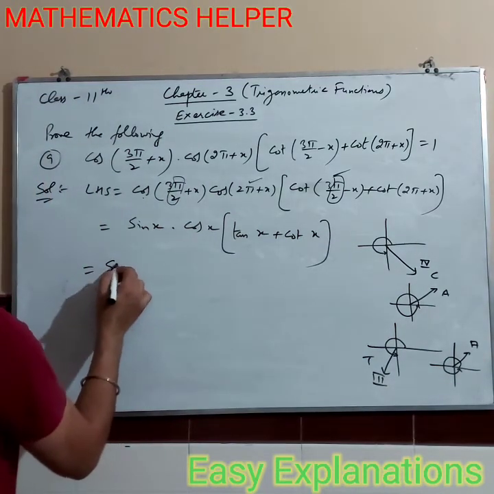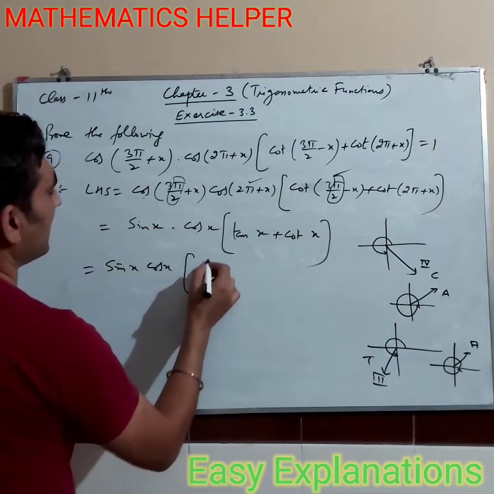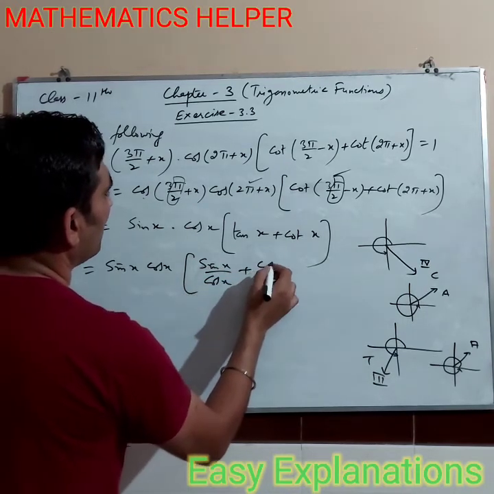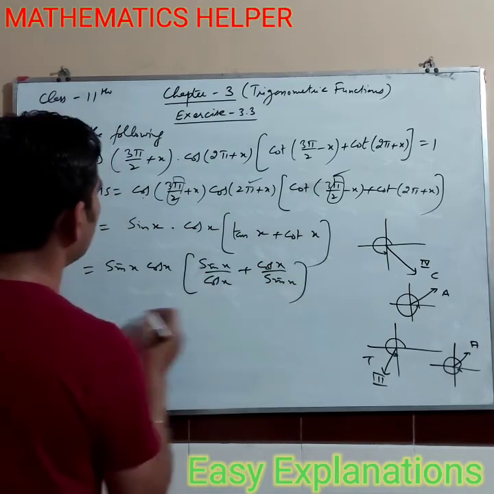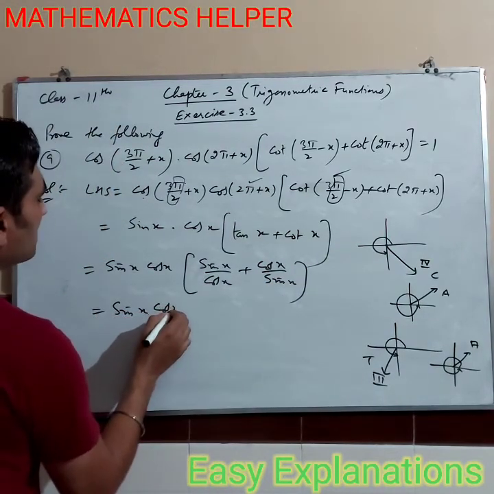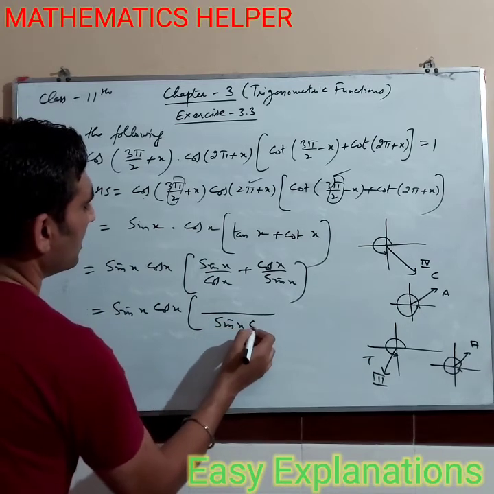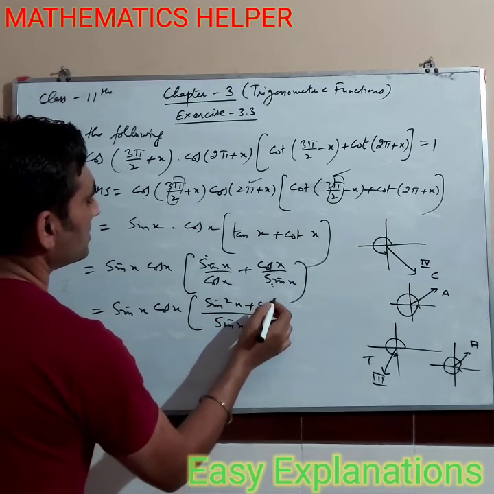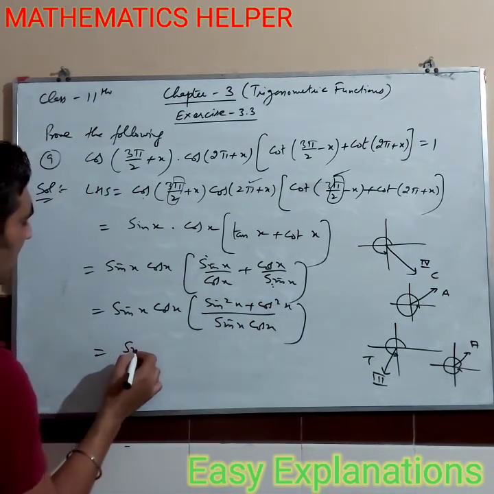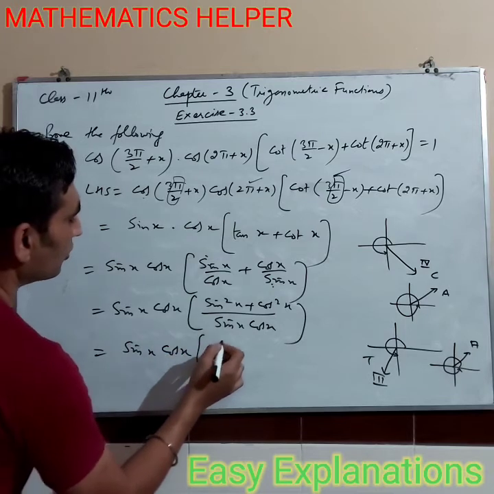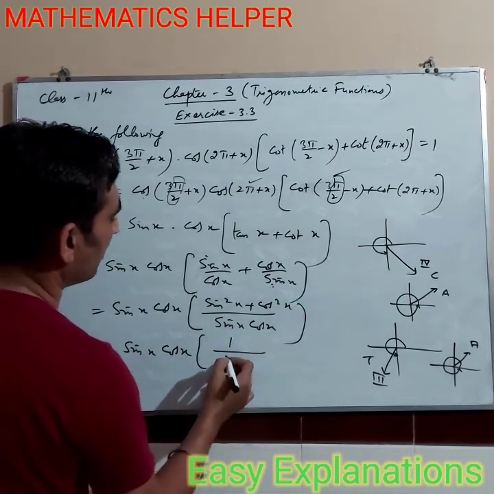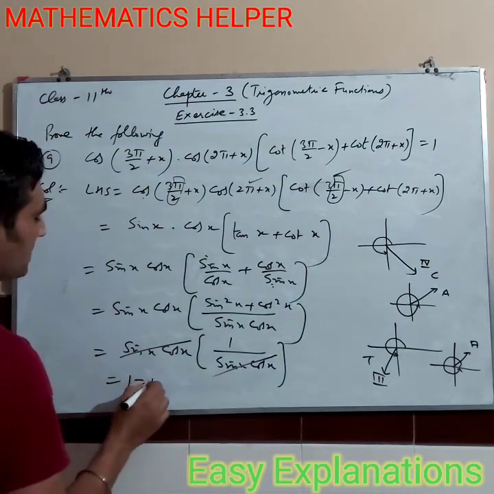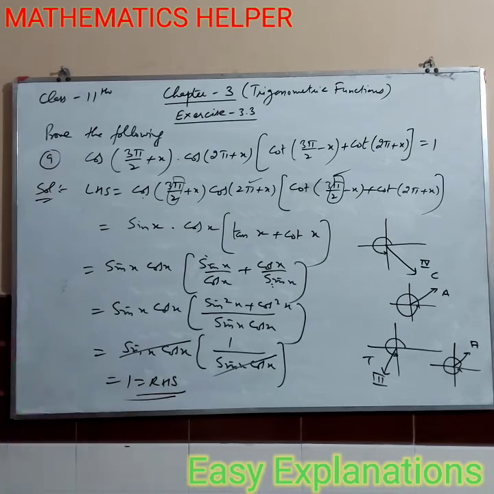So we have sin x into cos x, and inside you have tan x, which can be written in terms of sin x over cos x, and here cot can be written as cos x over sin x. Find the LCM, which is sin x cos x, and their combination will give sin square x in the numerator, plus here cos square x. You will have sin x cos x into (sin square x plus cos square x) over sin x cos x, which is 1 over sin x cos x, which can be cancelled, and you will have 1, which is the same as the right side of the equality. So this was question number 9.